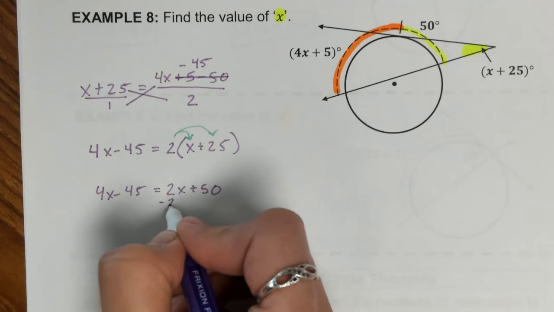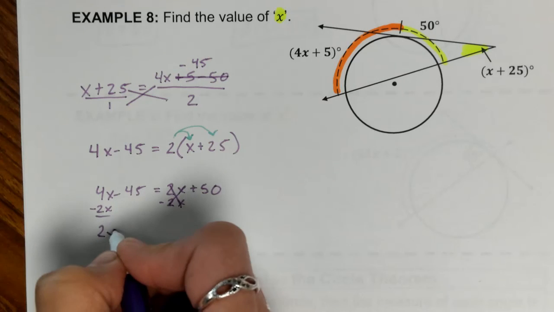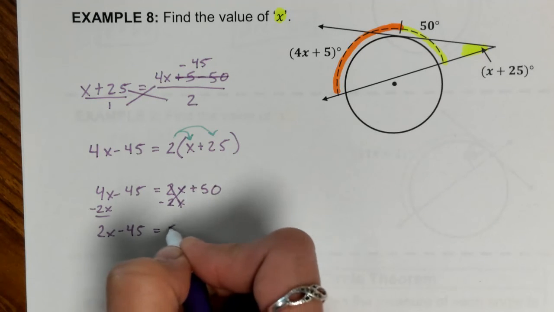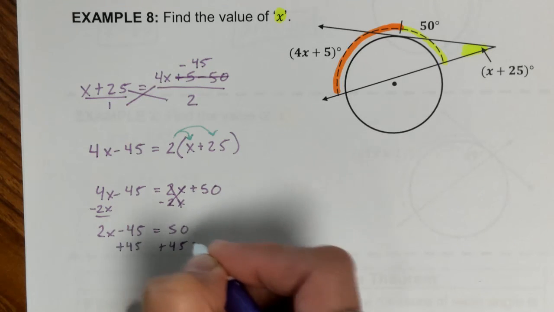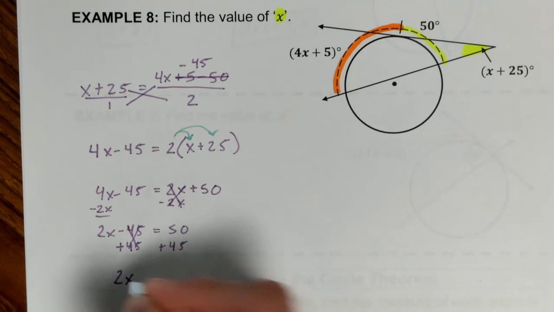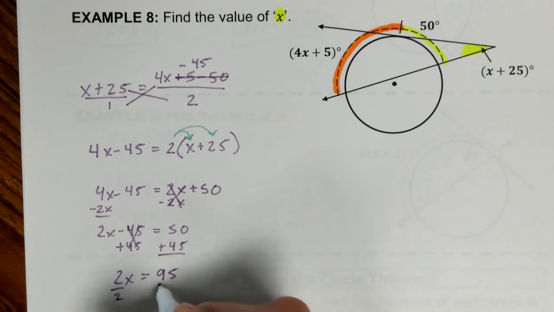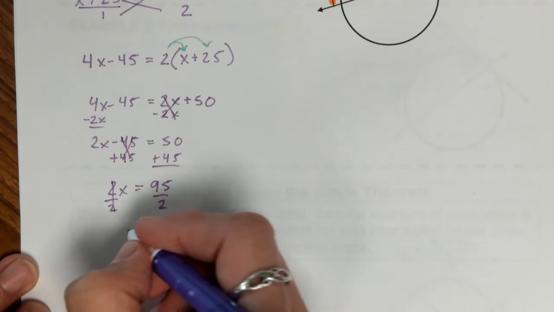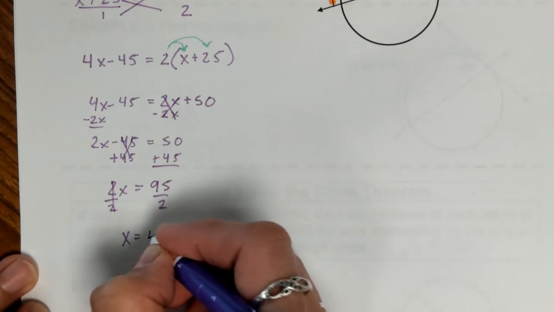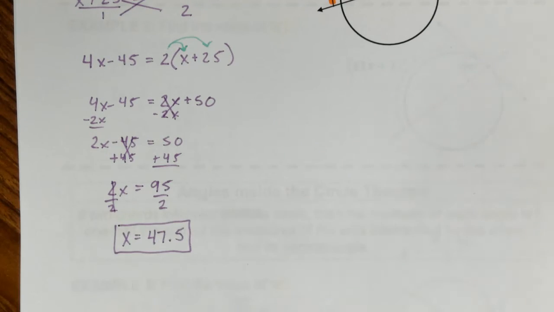So I'm going to move my smaller variable, the one with the smaller coefficient. So I'm going to wind up with 2x minus 45 is equal to 50. Get the constant to the other side, like we've been doing all year, actually for years. We wind up with 2x equals 95. So we do have an odd number divided by 2, so we know we're going to have a decimal. So we're going to wind up with x is equal to 47.5.